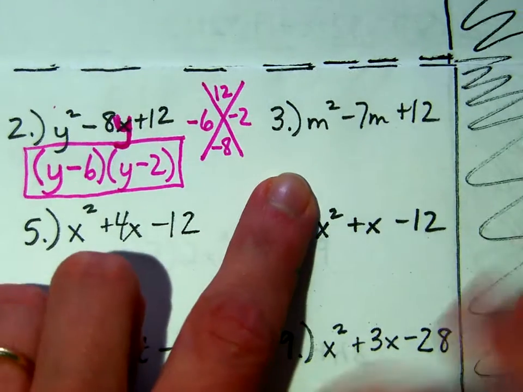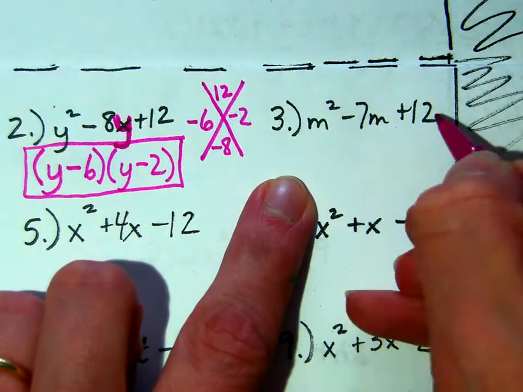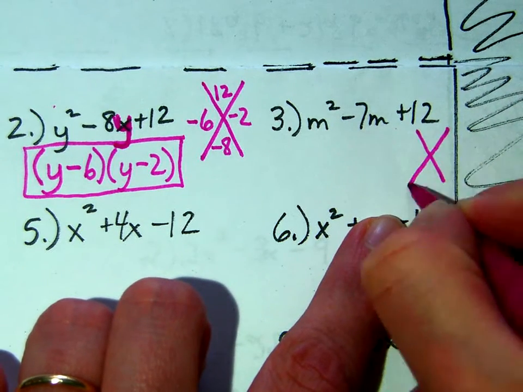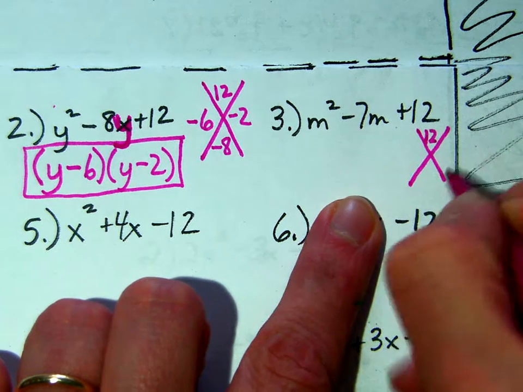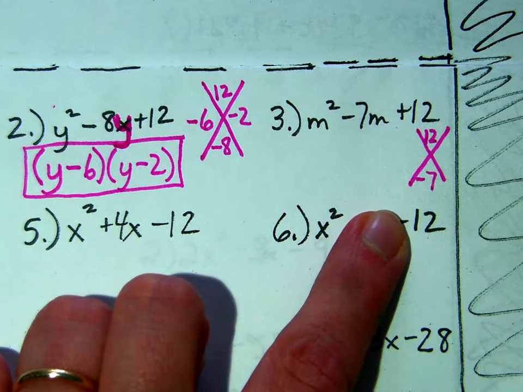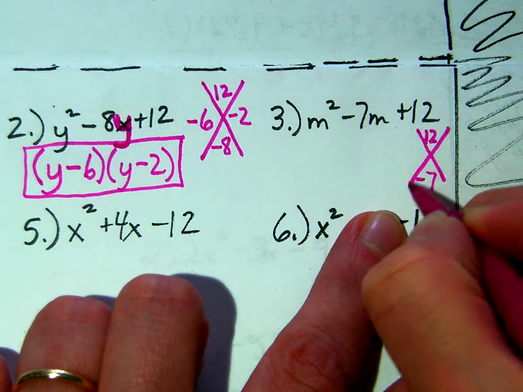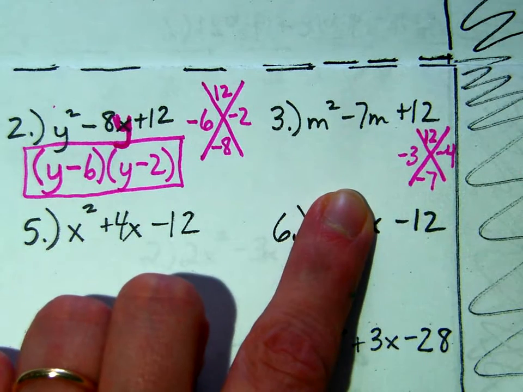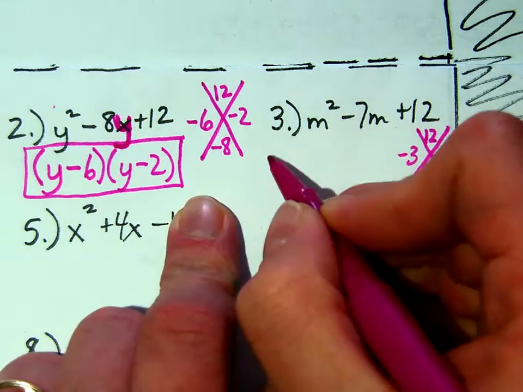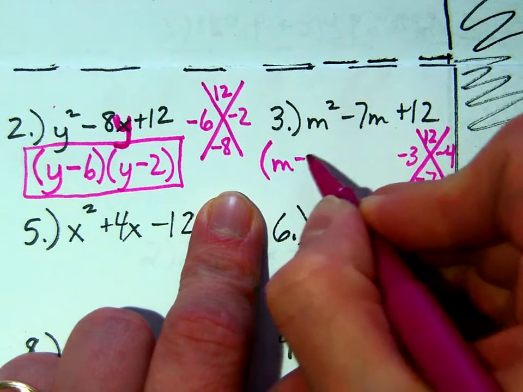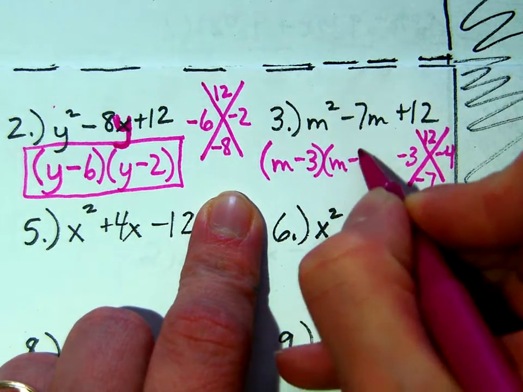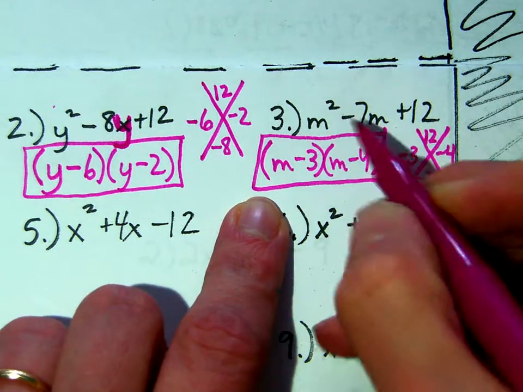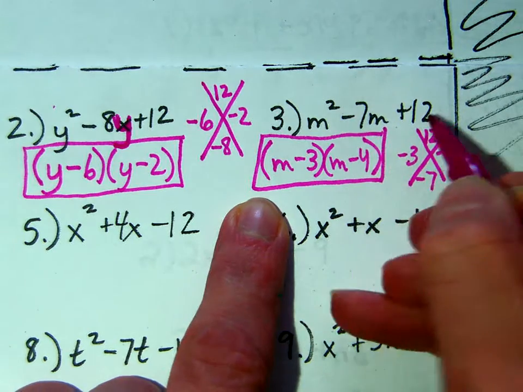Okay, so let's take a look at number 3. Same format, the only difference is we have m's this time. So if we set up our little number puzzle, they're going to multiply to make 12 and add to make negative 7. So numbers that add up to make negative 7 and multiply to make 12 would be negative 3 and negative 4. So we're going to use m's in our parentheses, and we'll have m minus 3 and m minus 4. And again, you can check this by multiplying it all back out and make sure you get m squared minus 7m plus 12.